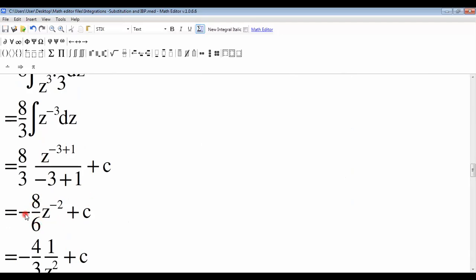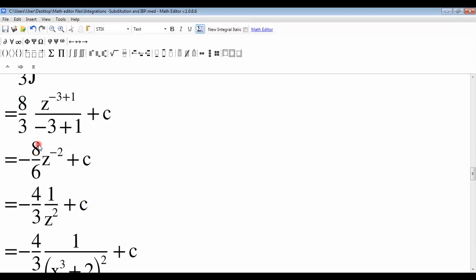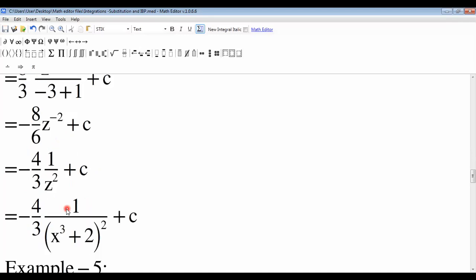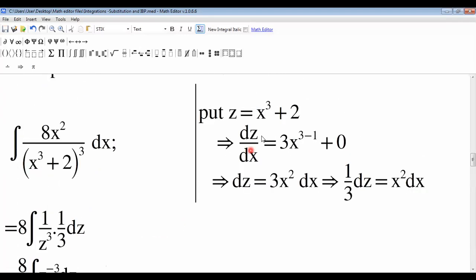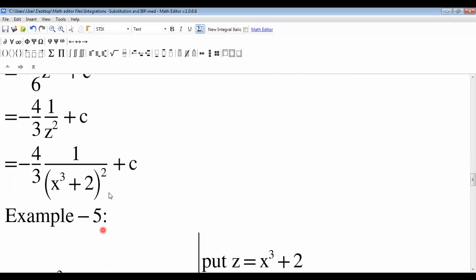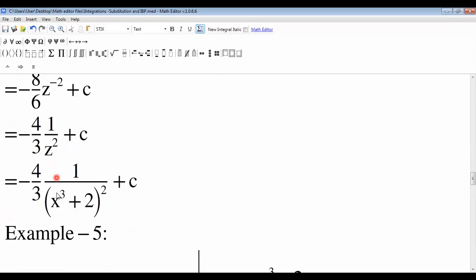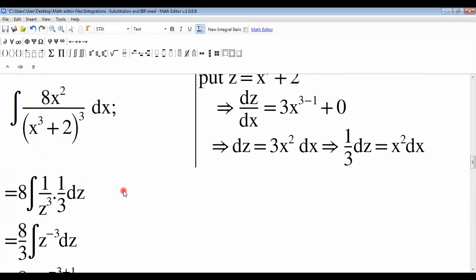So we get minus 8 by 6. Minus 3 plus 1 means minus 2, and 3 times minus 2 is minus 6. This is why minus 8/6, and it will be z to the power minus 2. Dividing by 2 in both numerator and denominator, we get minus 4/3 times 1 by z square, since z to the power minus 2 means 1 by z square. Again, what was z? z equals x cube plus 2. Now we put the value of z, so we get x cube plus 2 whole square. This is the required integral using the substitution process.